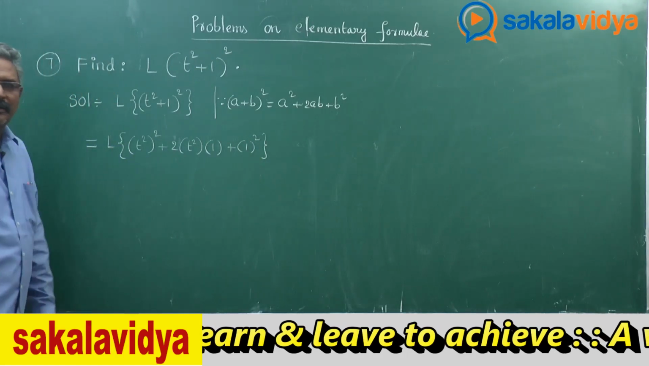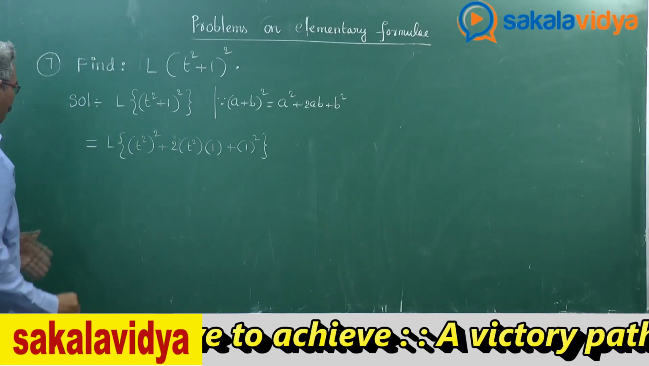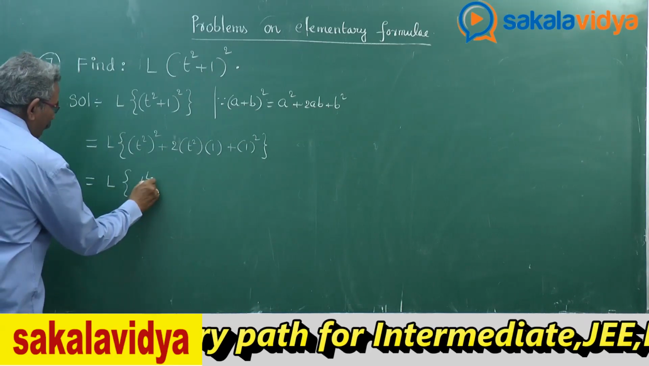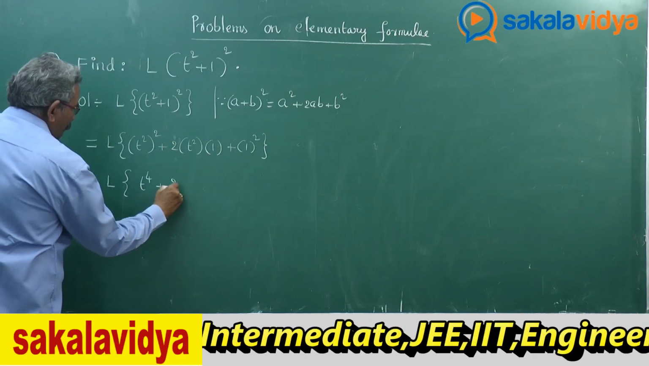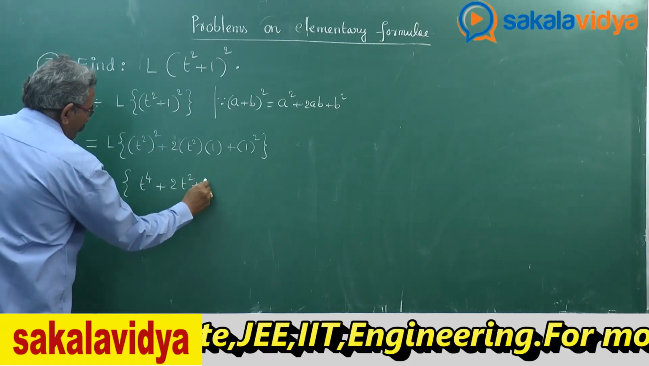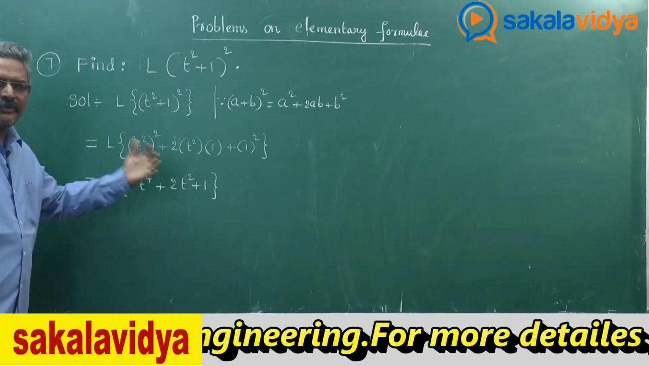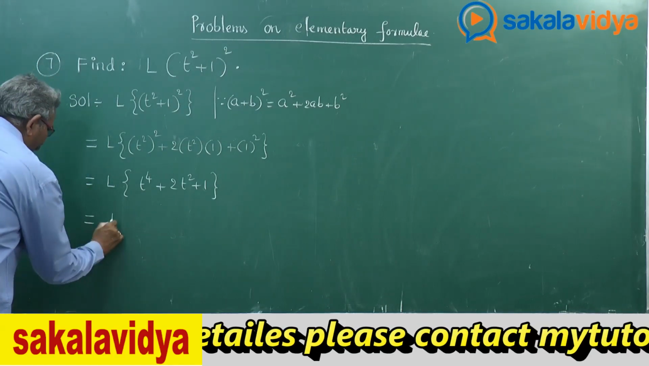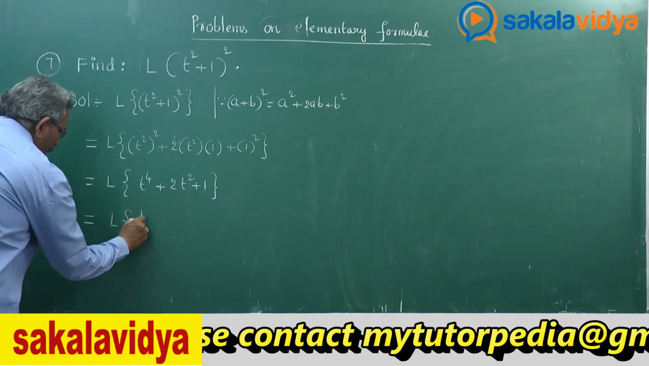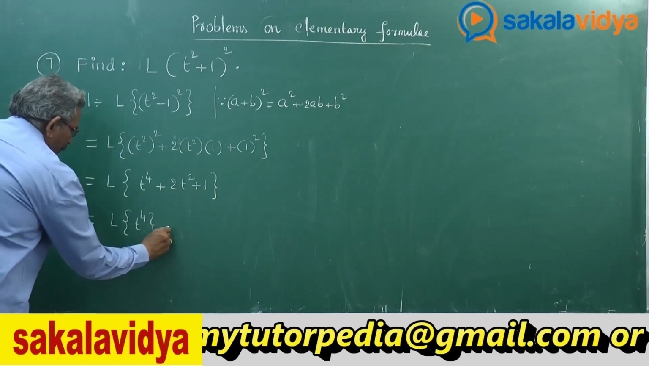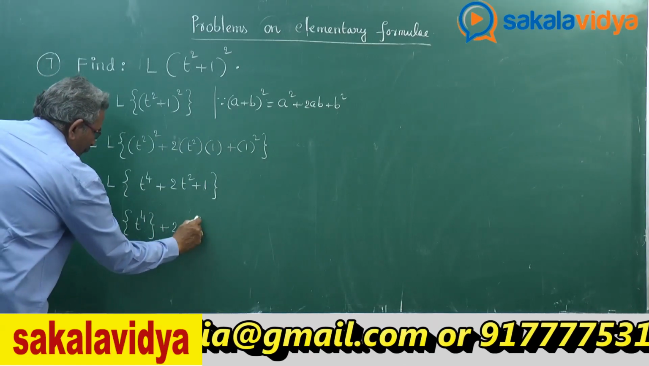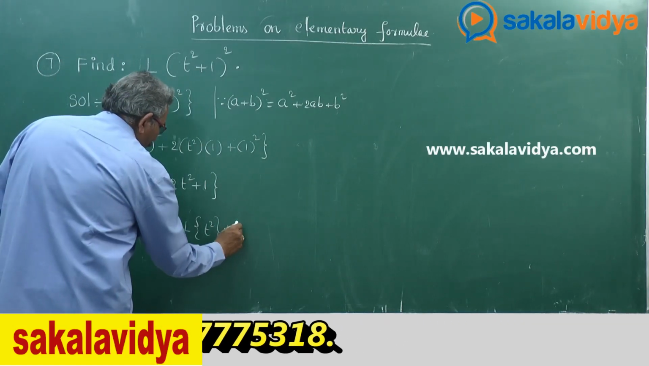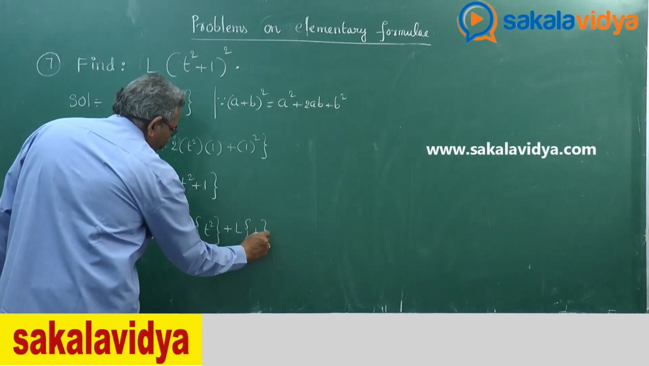So what is (t square) whole square? Very simple, you can write it: the Laplace transform of t power 4 plus 2t square plus 1. You might have understood this step. By applying the linearity property, the Laplace transform of t power 4 plus 2 times the Laplace transform of t square plus the Laplace transform of 1.